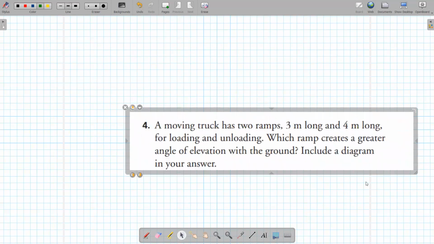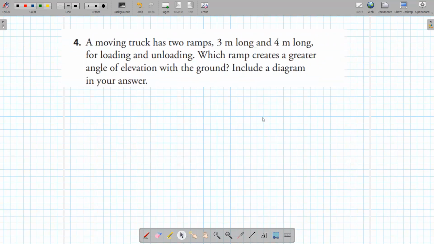This question is interesting. A moving truck has 2 ramps. One of them is 3 meters long and one of them is 4 meters long. Which ramp creates a greater angle of elevation with the ground? All right, let's say this is where it loads and unloads, yeah? Let's say this is the truck.